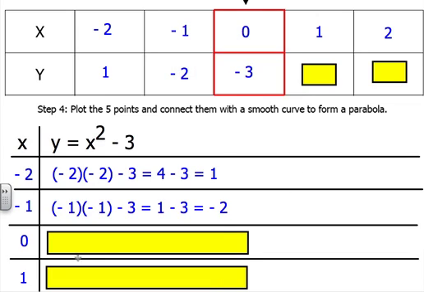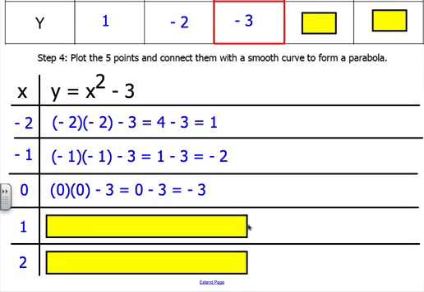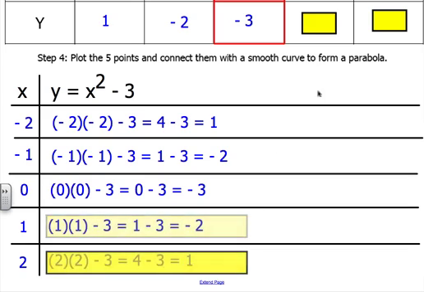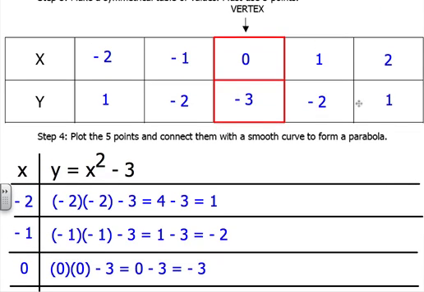Next, my vertex is 0. So I want to find the y value. It's -3, so -3 is there. And let's continue and find the last 2 ordered pairs. So now I have the 5 ordered pairs of my parabola. So now what you're going to do on a coordinate plane is graph these 5 points.